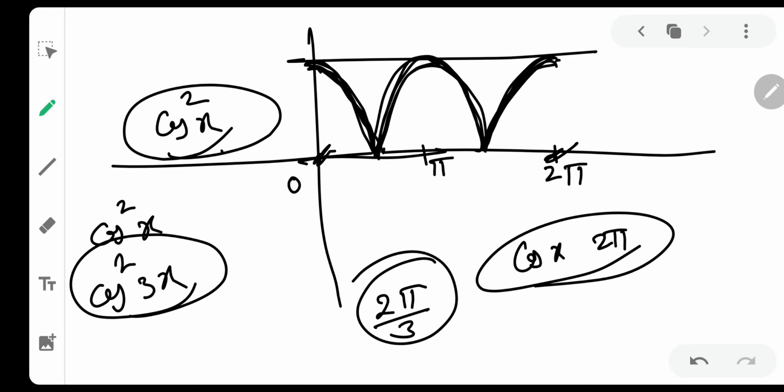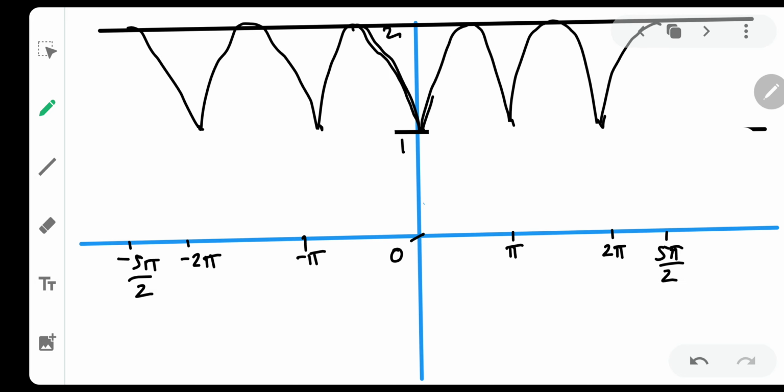Okay, and anyways the period of cos square x or cos square theta is pi, but that is a discussion for another day. What I have done is I have just drawn the graph of cos square x from 0 to 2 pi. Now the same shape will repeat for cos square 3x. Okay, now for cos square 3x, if the same shape is repeating but from 0 to 2 pi by 3. So we need to understand where to draw this 2 pi by 3. So 2 pi by 3 will be somewhere here and 4 pi by 3 will be somewhere here.